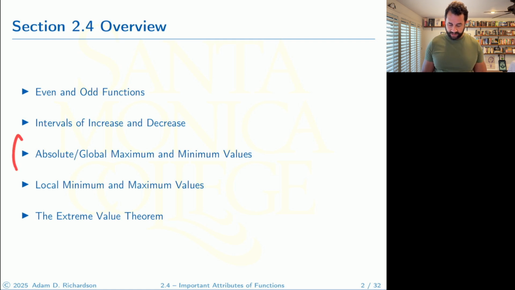Then we're going to talk about absolute or global maximum and minimum values. You can think of these as just the greatest and smallest value that the function can achieve. Then we're going to talk about local minima and maxima. It's kind of the same idea, except localized to small intervals. Then we're going to finish up by talking about the extreme value theorem, which is a really important theorem. When certain properties of a function are satisfied, you get this really powerful conclusion.